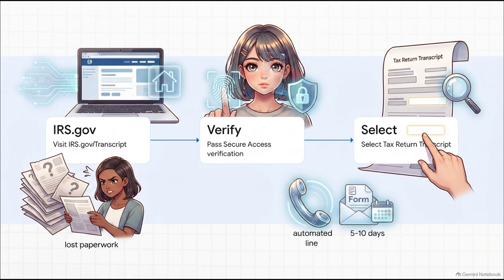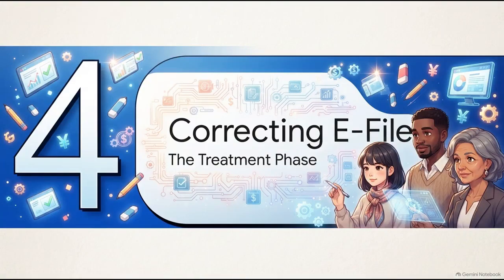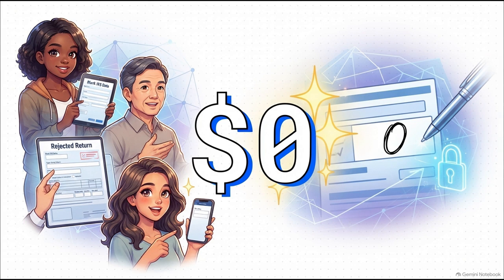You can call their automated line or mail in Form 4506T to have it sent to your physical address, which usually takes about 5 to 10 days. All right, Section 4, Correcting your e-file. Now that we've diagnosed the issue and found the correct data, it's time for the treatment.